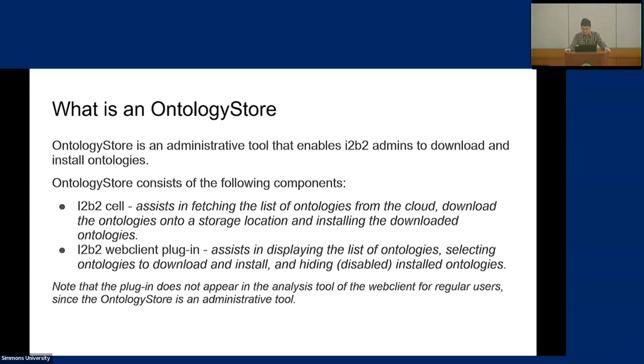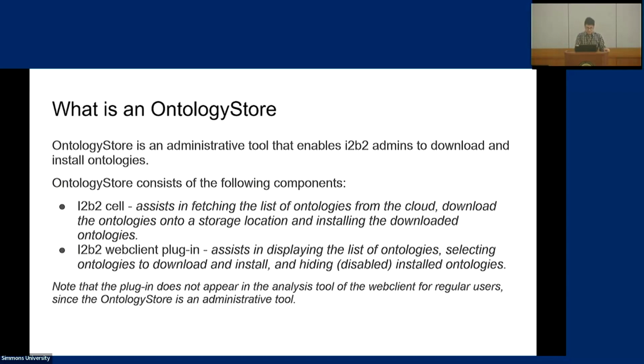click of a button. What we do is take the ontology that Michelle built and package it in a way that the OntologyStore is able to read it and know which table to input the ontologies into. The OntologyStore consists of two components. The first component is the plugin, which is the front end, the I2B2 web client. It shows you the list of ontologies available from the cloud, and you can select to download to a local storage location or to install it.